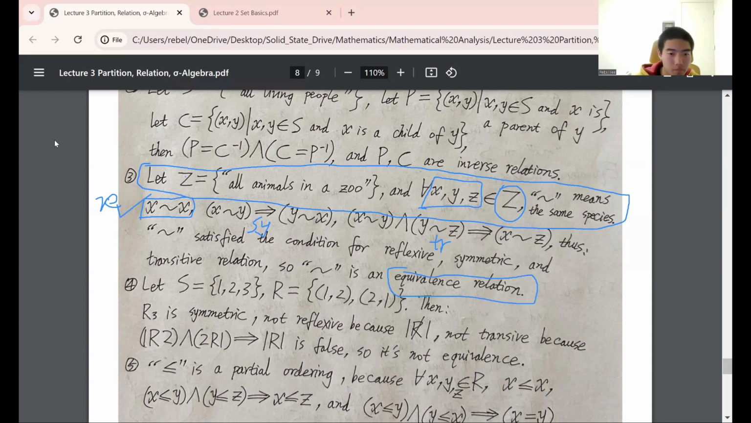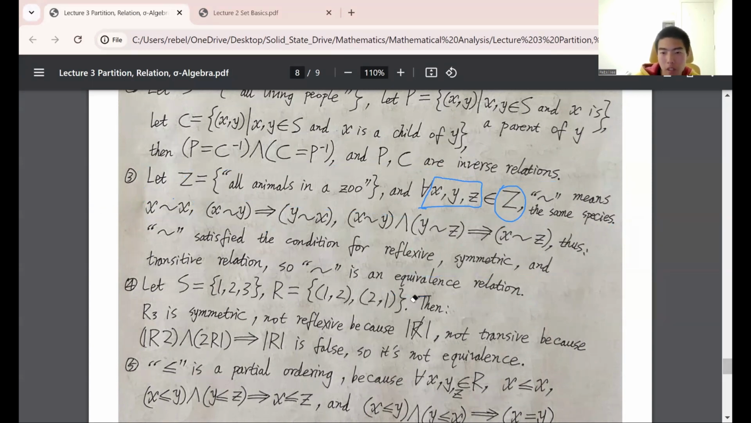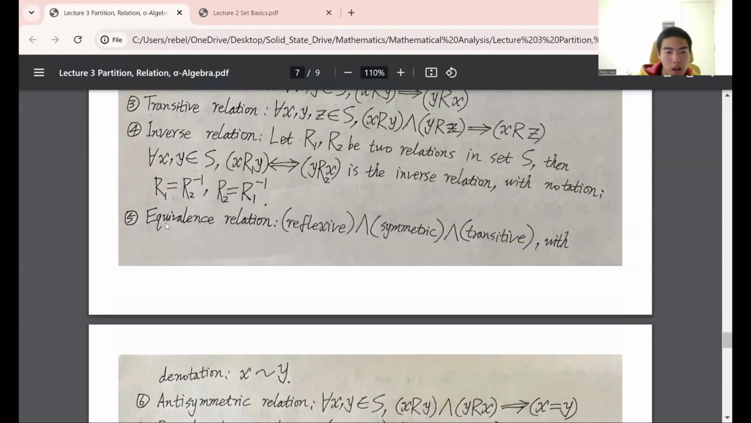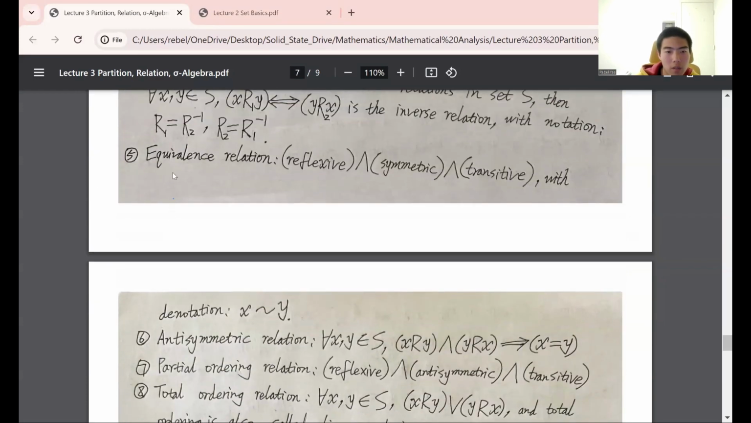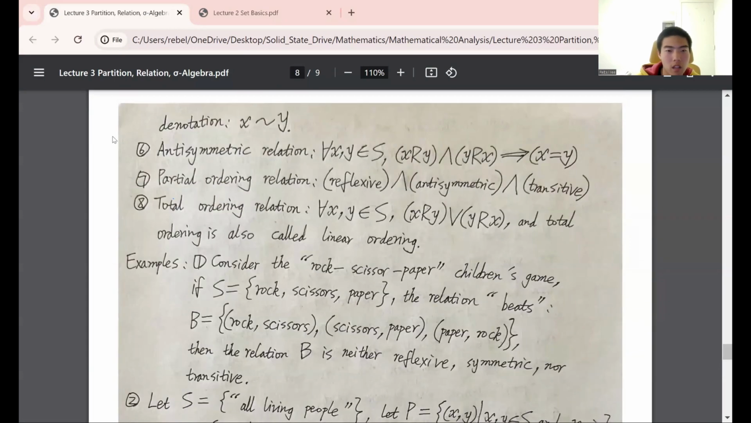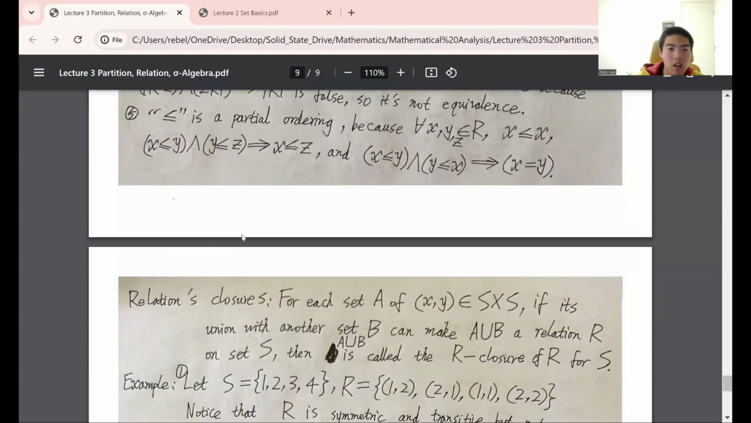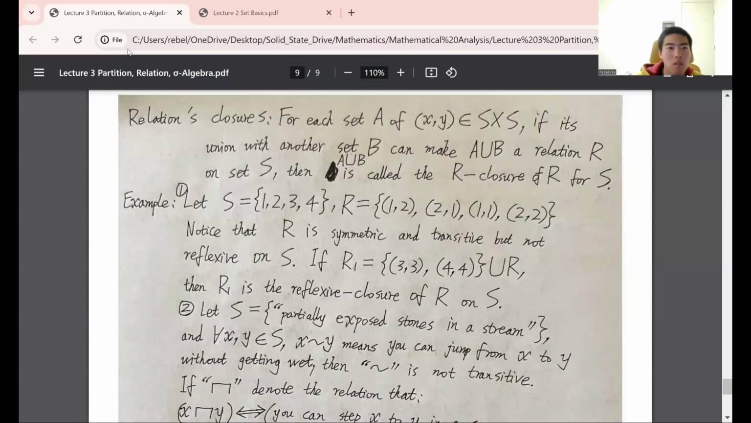Cool. Maybe I don't have time today, so I will end it here. We talked about the equivalence relation. In the next class I'll begin with the anti-symmetric relation and talk about what's left over. All right. If you don't have questions, I just want to say goodbye to you.